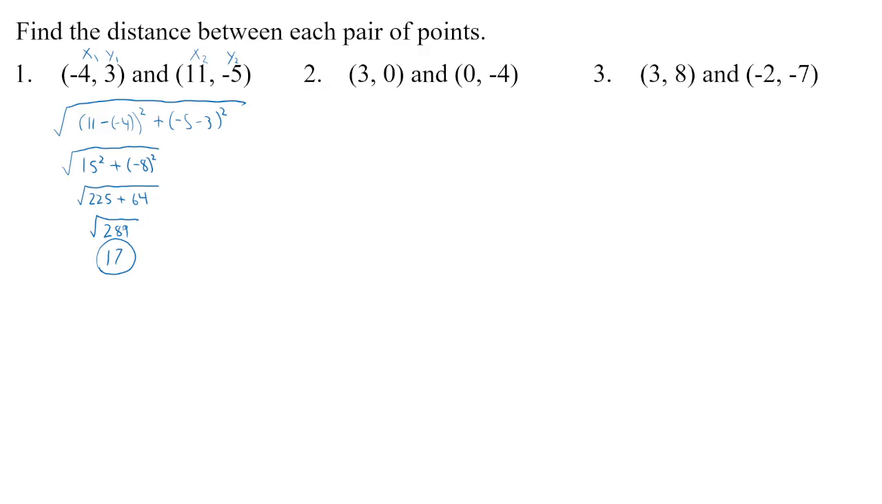Next, we have (3, 0) and (0, negative 4). So the first thing we're going to do is label our points: x sub 1, y sub 1, and x sub 2, y sub 2. We're going to put them in the formula. 0 minus 3 squared plus negative 4 minus 0 squared.